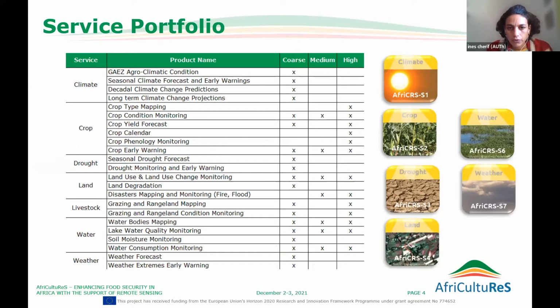So this is a service portfolio prepared by the Africultures team. We had a chance during a previous workshop to present the product list in more detail. Mainly we have 7 services, as mentioned earlier by Juan and Evans, and they include different products at different resolutions from high to coarse, and we will focus for this case study mainly on crop services and crop products.